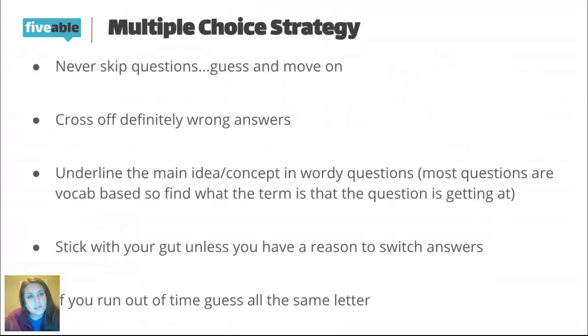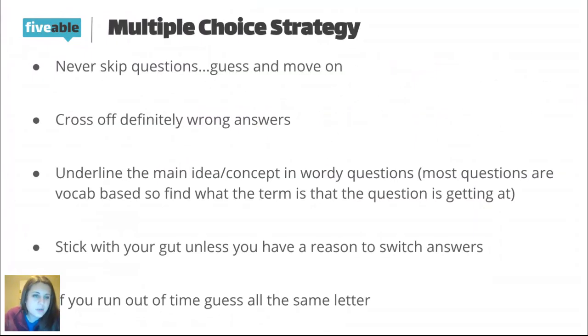Annotating the text is also useful. I know you don't have a ton of time, but if you know for sure an answer is wrong, cross it off immediately. It helps you visually take in the question better. Try to underline the main idea or concept, especially because some of these questions are almost a paragraph long and get a little wordy. Pick out the key point, especially if it's a vocab term, because a lot of times the questions are trying to get you to a specific vocab word. If you can highlight that right away, it will help you answer the question.